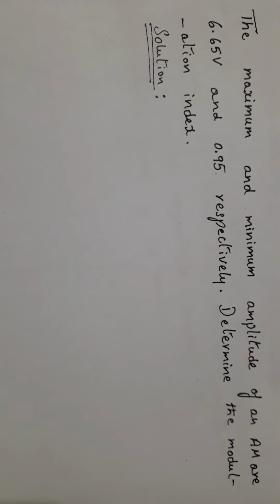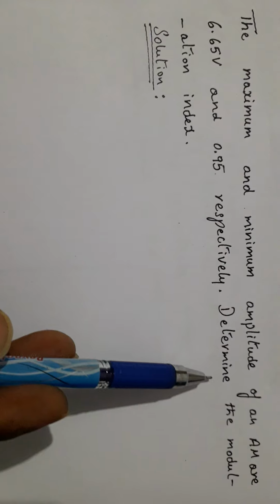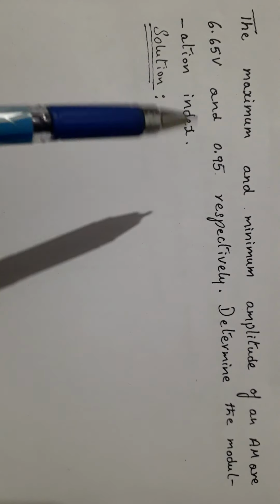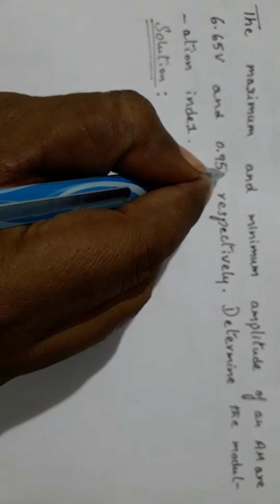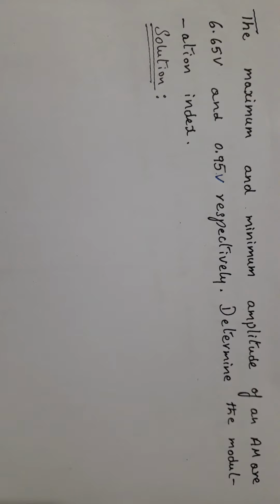Dear students, in this video we will solve some problems related to amplitude modulation. First one: the maximum and minimum amplitude of an AM wave are 6.65 volts and 0.95 volts respectively. Determine the modulation index.